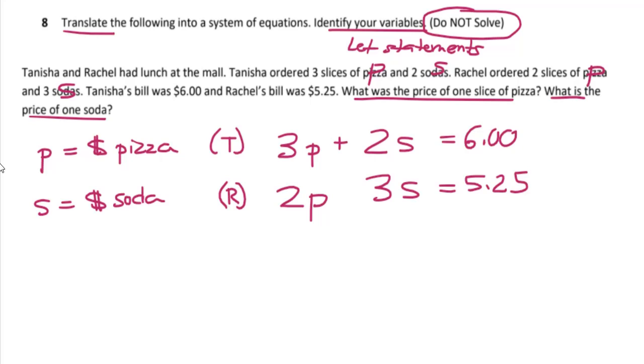Remember, when we're buying stuff, we add things together. Pizza, soda. Pizza, soda. Alright, and that's it. I'm done. I translated. Translate the following. Check, I did. Identify my variables. Hey, I did that. Do not solve it. I'm not solving it. That's it. All I do. And I'm done.